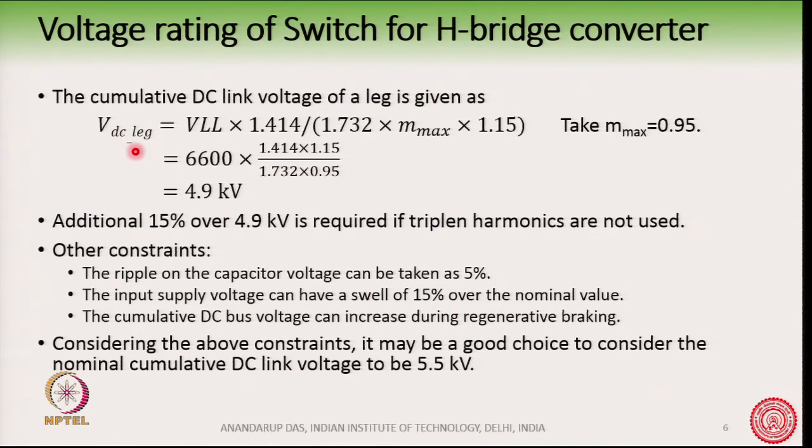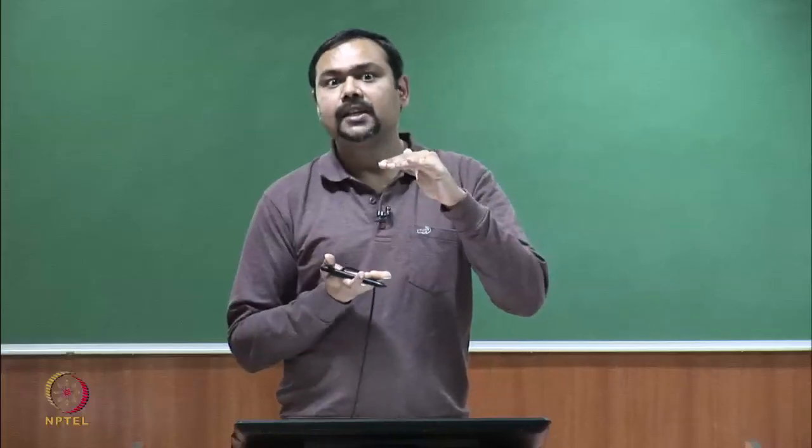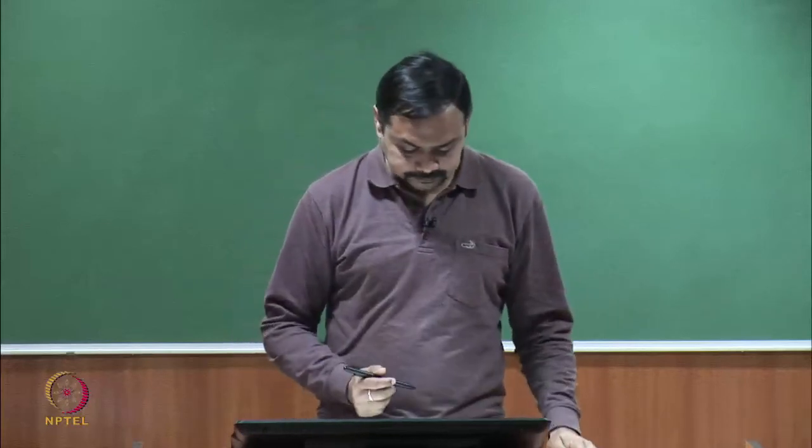So, VDC leg cumulative DC link voltage is about 4.9 kV. If we do not use the third harmonic or the triplet harmonics, then we will need an additional 15% over 4.9 kV, that is 4.9 into 1.15 will be needed if we just use sinusoidal PWM. Okay. So, this is the total DC link voltage, the sum of the DC link voltage of all the cells together.